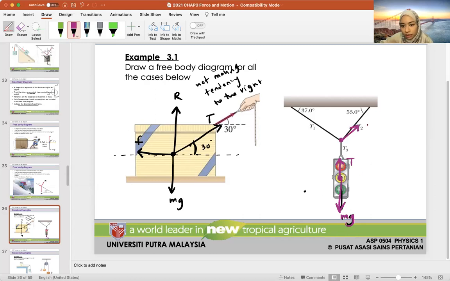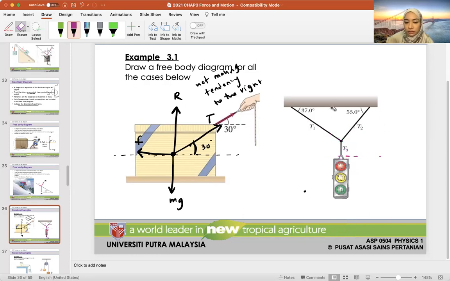So if they ask you, okay, draw the free body diagram at this point, you would have T2, T1, and T3, whereby T3 is equal to the T3 over here because they come from the same string. T3 over here is the same as the T3 for the traffic light because the tension of the string comes from the same string. Therefore, they are equal. Okay, faham tak? So T3 kat sini, T3 kat sini sama.